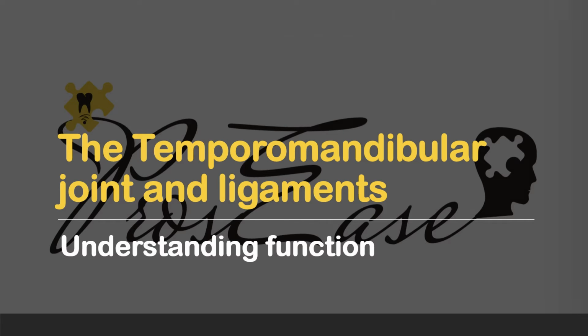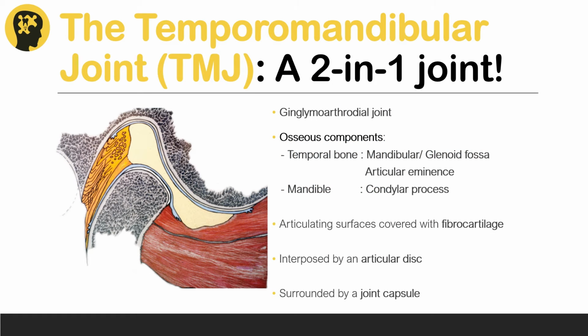So here we go. We know that a joint is the connection between bones. So the temporomandibular joint is the connection between the temporal bone of the cranium and the mandible. The parts of the temporal bone that contribute to the joint are the mandibular fossa, which is this concavity right here, and the articular eminence in front of the mandibular fossa, which is this protuberance. The part of the mandible that contributes to the joint is the condylar process, or the condyles simply.